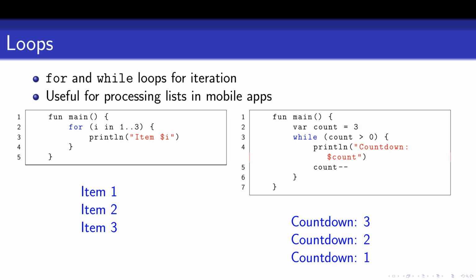Loops like for and while are perfect for iterating over data, such as lists in mobile apps. The output demonstrates a for loop printing items 1 to 3 and a while loop counting down from 3, illustrating how loops handle repetitive tasks in app interfaces or data processing.